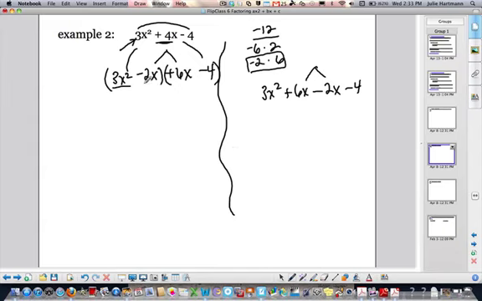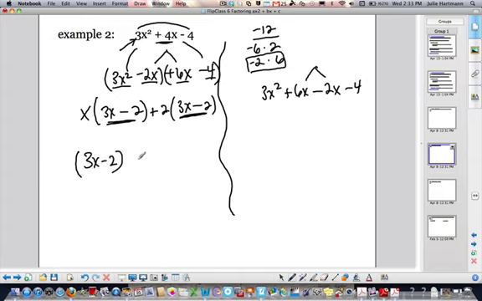So here, with 3x squared and negative 2x, we can take out an x. We're left with 3x minus 2. 6x and negative 4, I can take out a 2. 6 divided by 2 is 3x. Negative 4 divided by 2 is negative 2. From there, they both have a 3x minus 2. So I'm going to take that out in front. And what's left over? X plus 2. And there's my answer.